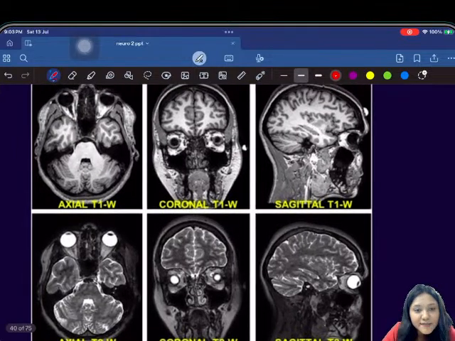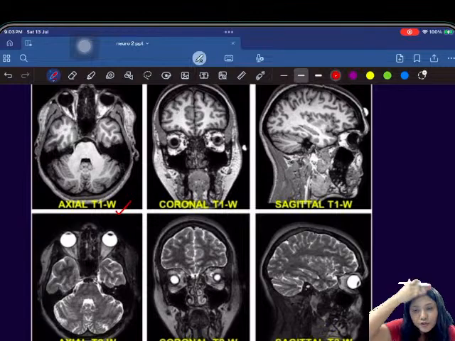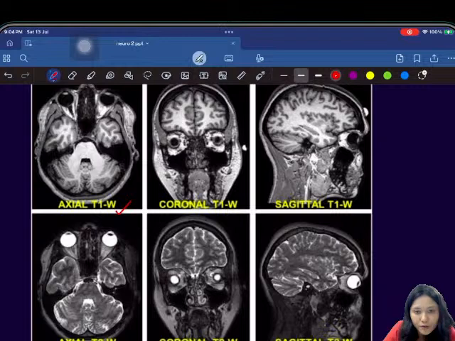One view is the axial view. The other is the coronal view, which goes along the suture. You know that the coronal suture divides the skull into anterior and posterior, so this is the coronal view. The sagittal view divides the entire brain into two equal halves, so this is the sagittal.